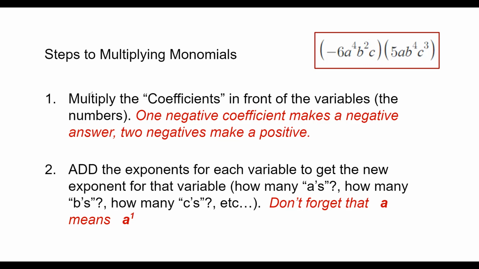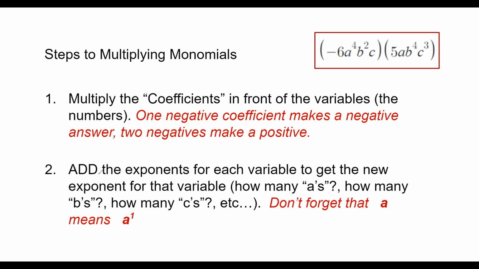Let's review those steps. We multiply the coefficients in front of the variables. Now remember, another thing that makes these more difficult is when there's a negative involved. When one of the coefficients is negative, when there's one negative coefficient, it will make the final coefficient negative. So it will look like a negative answer. When there's two negatives, when both coefficients are negative, it will make it positive. And we'll go through examples of both of those in a moment.